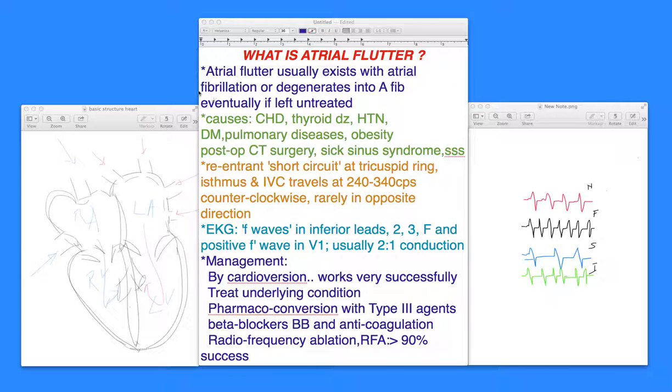Well, that summarizes a little discussion on atrial flutter, but please go ahead and supplement further information and knowledge from articles, journals, and texts. And I hope you enjoyed this part of the section as well. Looking forward to meeting you again on another video vignette.